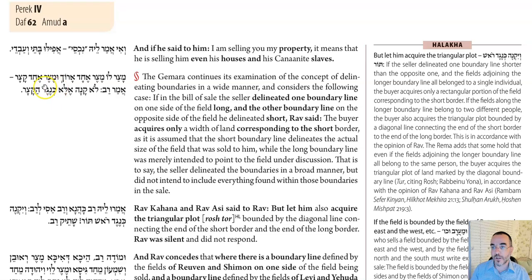Masad lo meser echad aroch o meser echad kasar. Amarav lo kana ela keneged hakasar. If the seller delineated in the deed, he said on one side, and he mentioned a long line, and on the other side he mentioned only a short line.